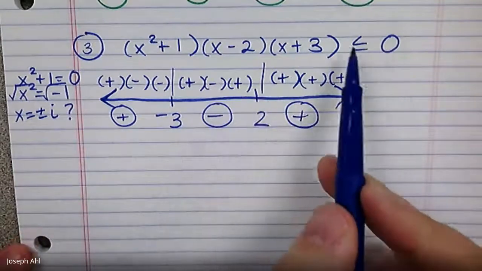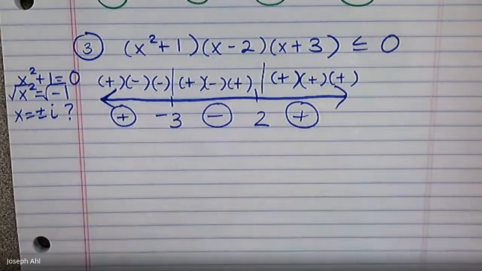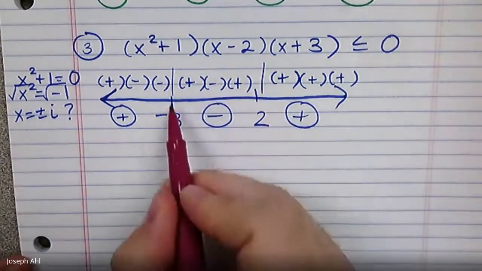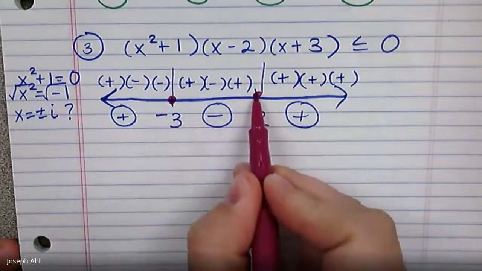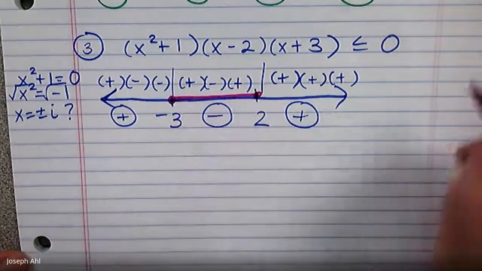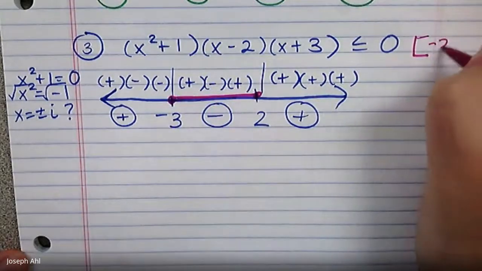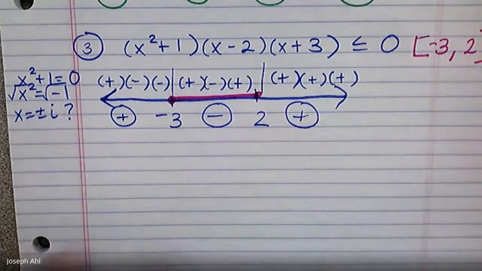What was I looking for? I'm looking for where it's less than or equal to 0. So less than would mean we're looking for the negatives. And you can include these endpoints here. So the solution set is everything from -3 to 2.